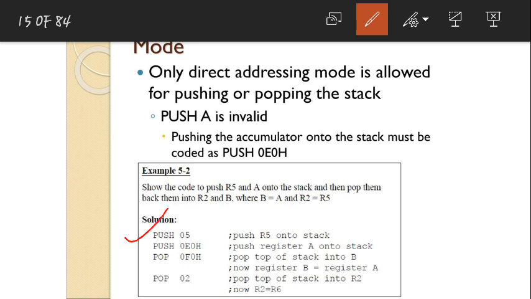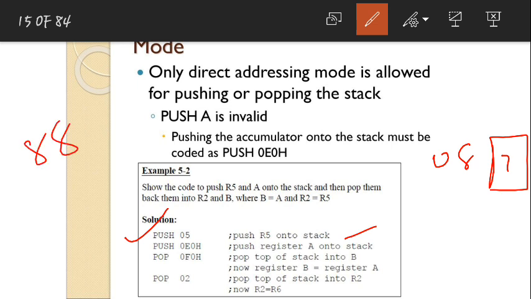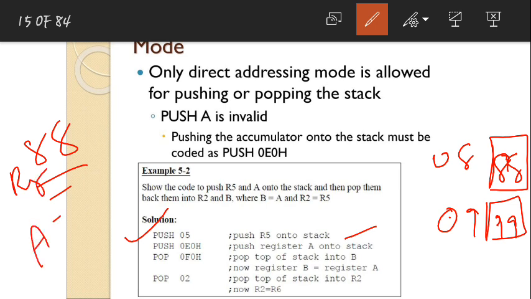See, push 05 means push R5 onto the stack. At 08 location, whatever the value was in R5 will be stored here. If you take 88H in R5, then 88 will be here. I am assuming these values. Next push E0H. After 08, it will increment by 1, then I will have 99, because that was in A. So I am assuming these values.